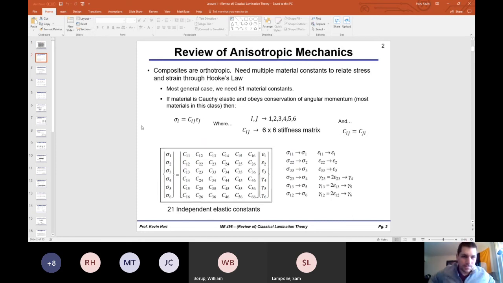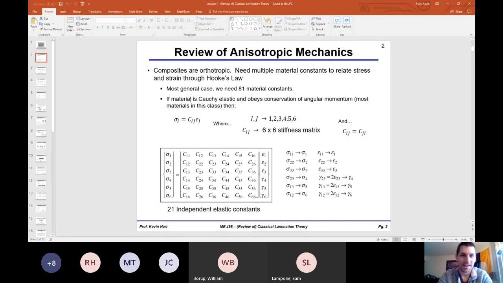All right, so a quick review on anisotropic materials. Composites are orthotropic, and we need multiple material constants to relate stress and strain through Hooke's law. Typically, you only need 2 material constants for an isotropic material, like your aluminum, modulus and Poisson's ratio. But generally, for an anisotropic material, we need 81 material constants for that behavior.